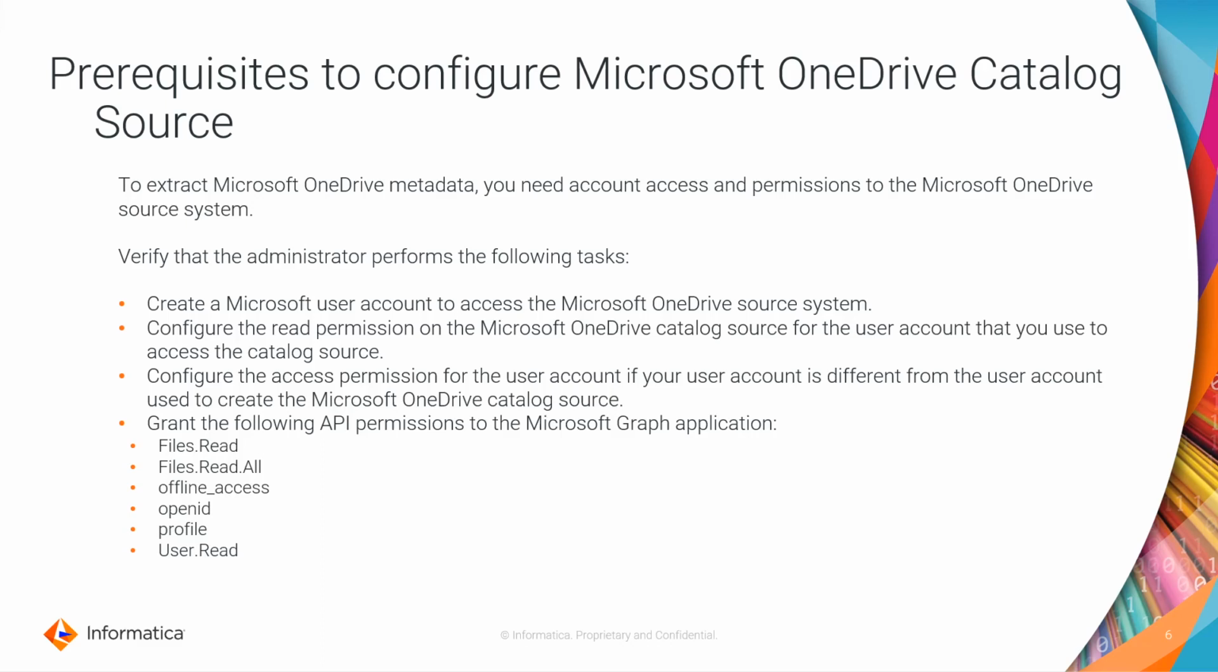Grant the following API permissions to the Microsoft Graph application. The permissions are Files.Read, Files.Read.All, offline_access, openid, profile, and User.Read.